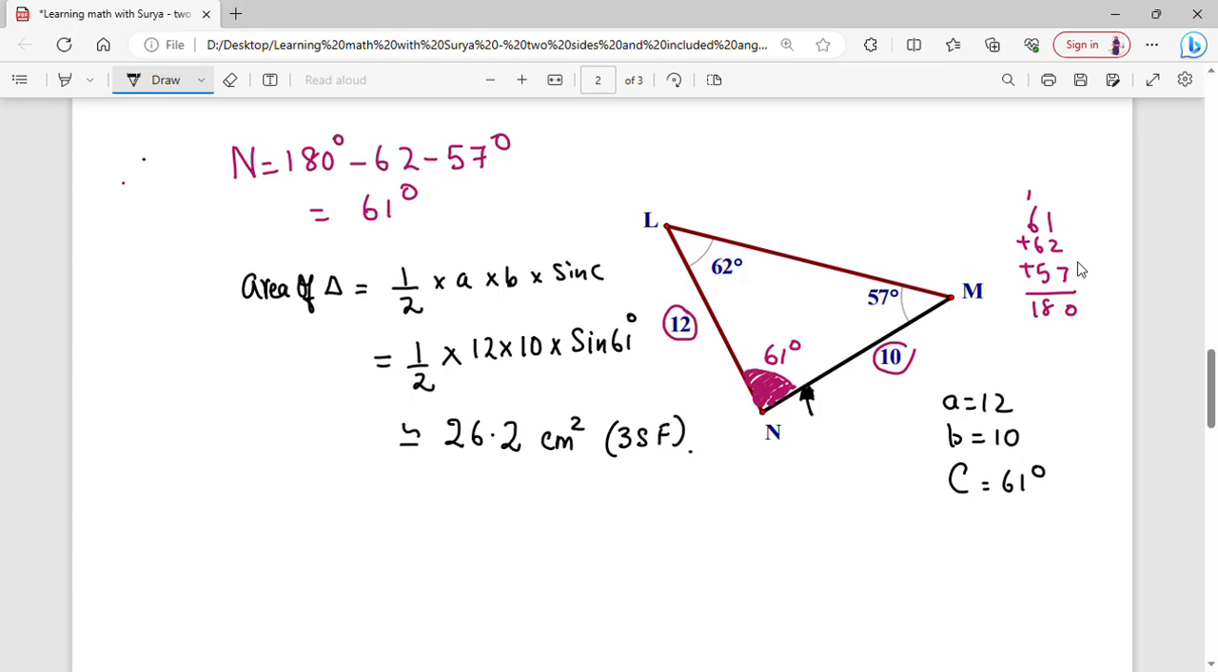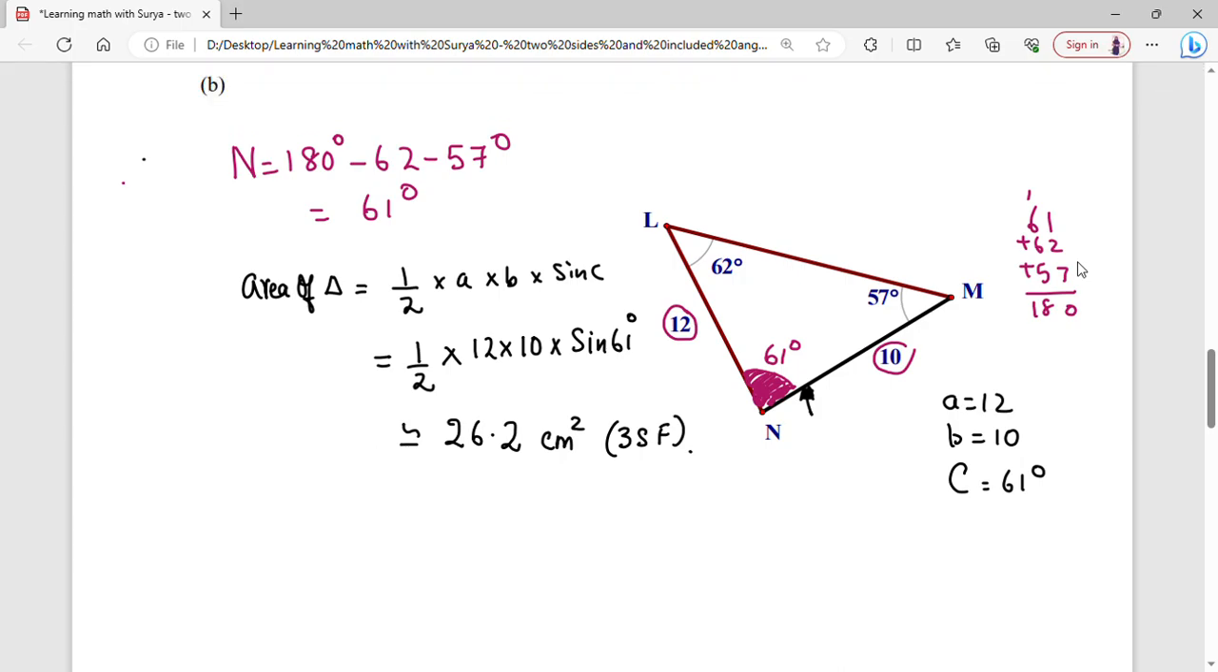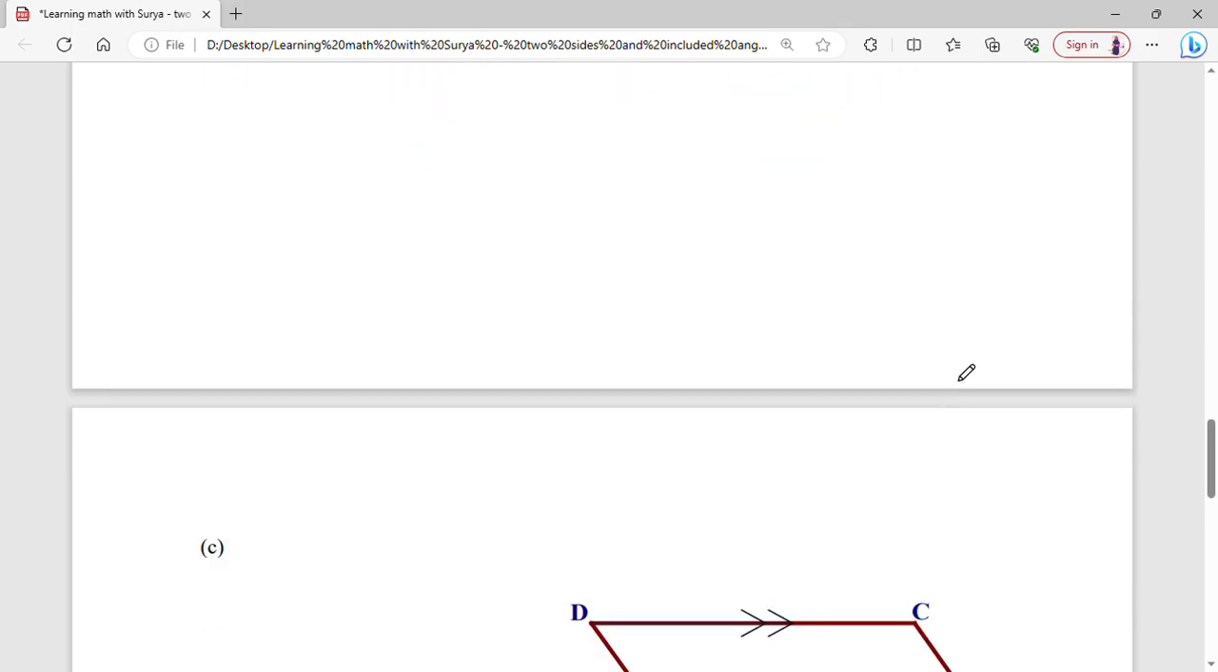If it was sine 60, yes, you could do it without a calculator, but sine 61, you definitely need to use a calculator. So students who are allowed to use calculators, you could do this question. Alright? Okay, let's move on to the next question.